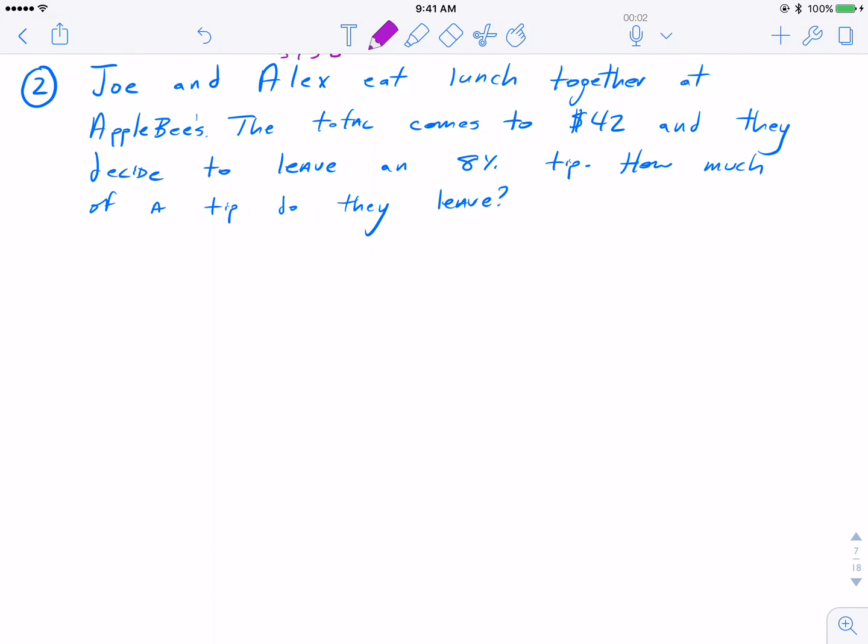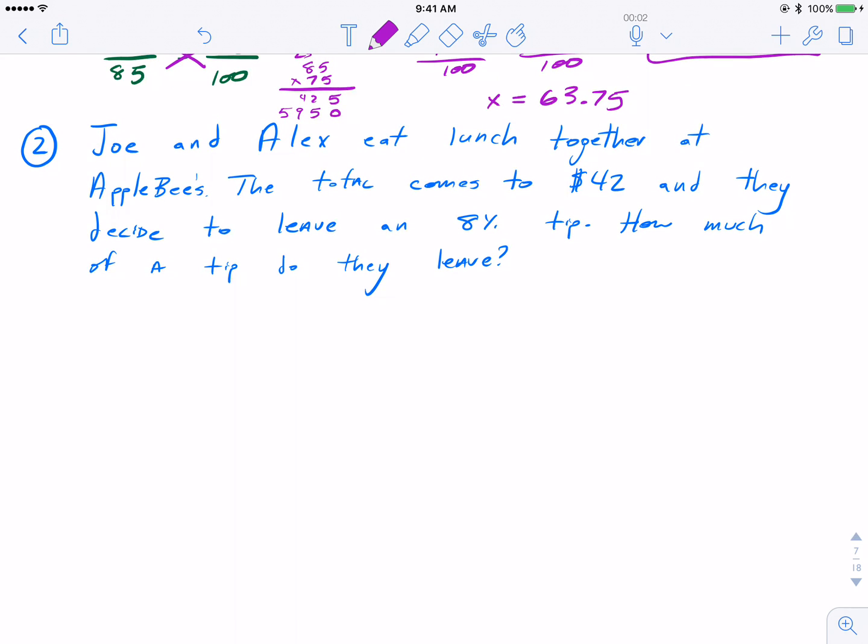Joe and Alex eat lunch together at Applebee's. The total comes to $42, and they decide to leave an 8% tip. How much of a tip do they leave? So how much are they actually tipping? How much is the waiter or waitress getting here? So same thing. I'm going to start with my proportion. You can always fill in the 100 right away.